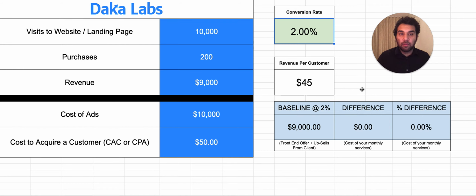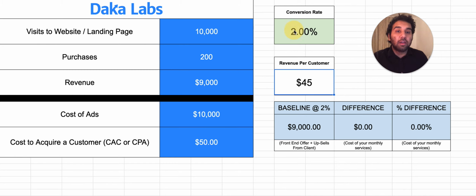So why does conversion rate matter? Well, let's take a look at a website that's getting 10,000 visits per month and is a typical e-commerce website. So right now, let's say that they're getting a 2% conversion rate, which means that of the people who are visiting, 2% actually end up buying their product, right? And let's say that each customer that this e-commerce website gets pays the company $45. So they're ordering something that's worth $45.